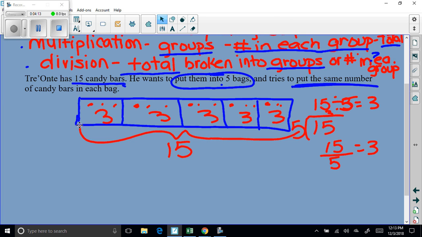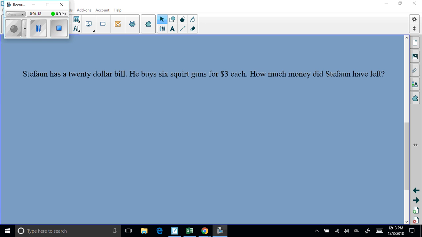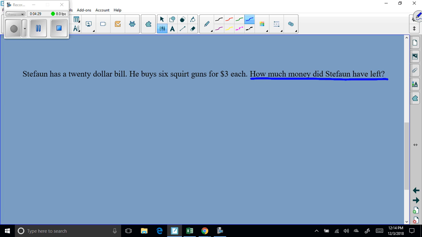And so another kind of problem we're going to work on really quickly today is a 2-step word problem. In the 2-step word problem, it says Stefan has a $20 bill. He buys 6 squirt guns for $3 each. How much money does Stefan have left? So what they want us to know is how much money does Stefan have left?